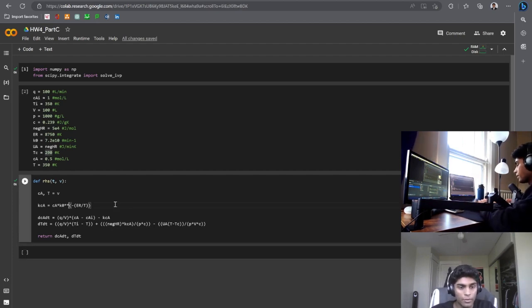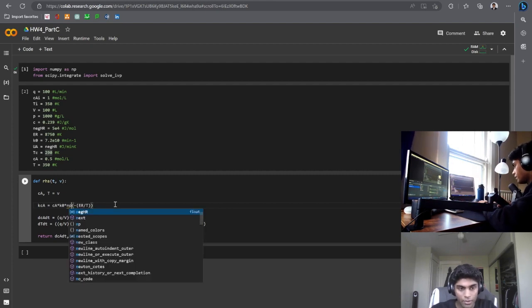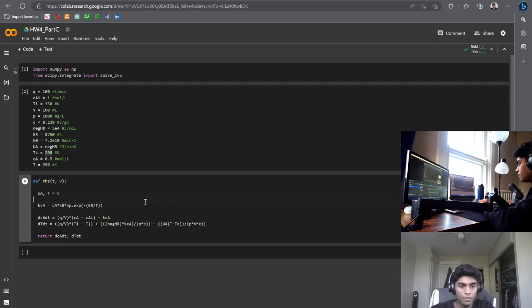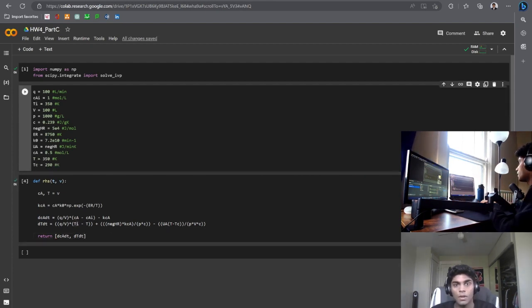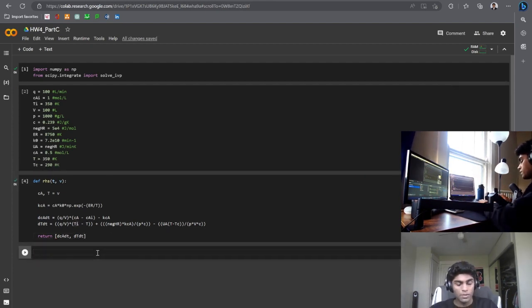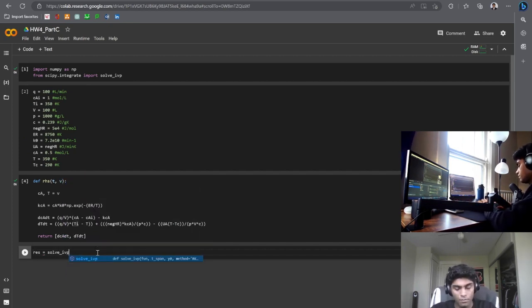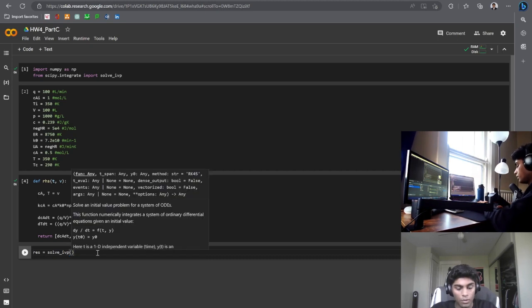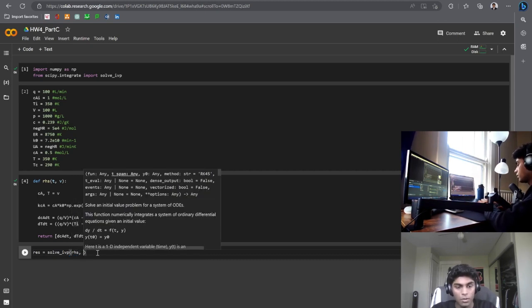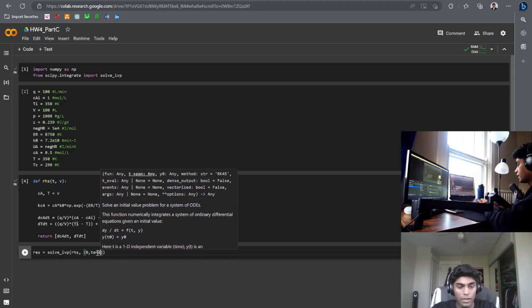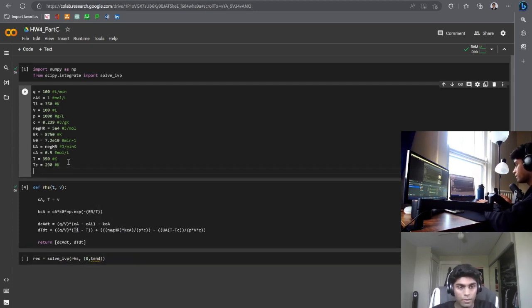So where is this? So yeah, this will be times np.exp, and that should have fixed that, and we're just going to return this as an array. So now, let's go ahead and solve our IVP. We'll use the RHS function over a time span of 0 to Tn. Let's define that.